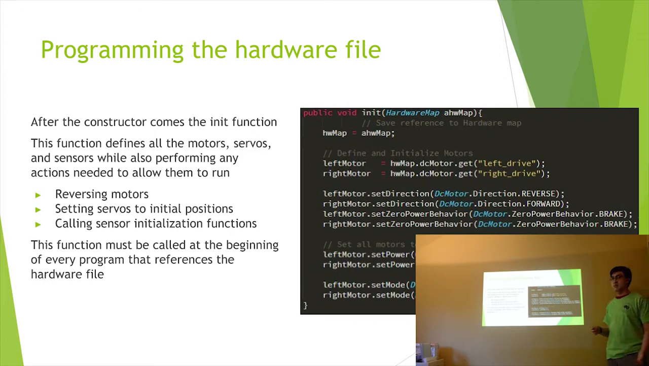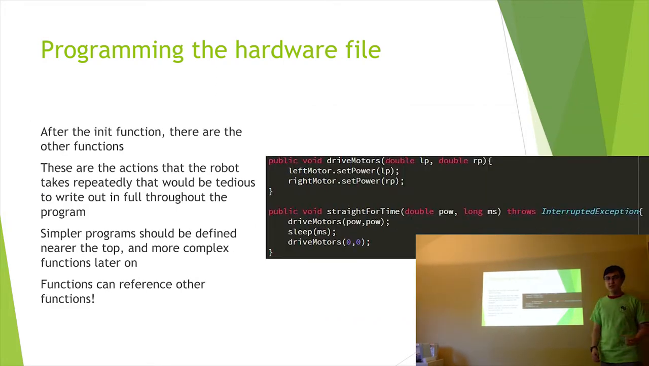And then you set your zero power behavior, so whether or not you want to coast or brake. Then you set what kind of run mode you want to use: with encoders, without encoders, or run to position, which you usually only use for autonomous. And then you want to set it to its initial condition. So for motors, it's going to be zero power. For servos, it's going to be whatever initial condition you've already defined. And for sensors, you're going to want to call their initialization functions. Most sensors will have their own specific initialization functions that are part of their import package.